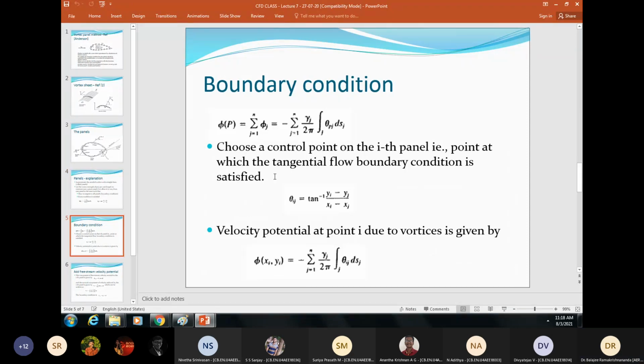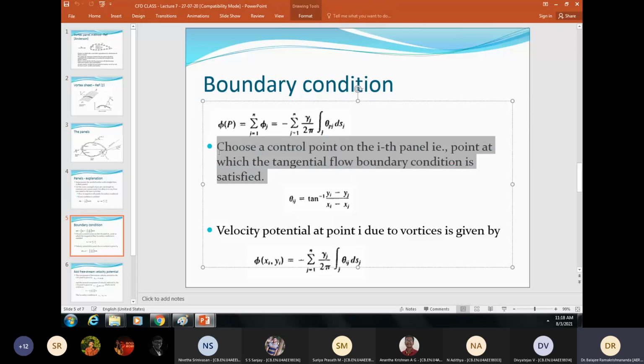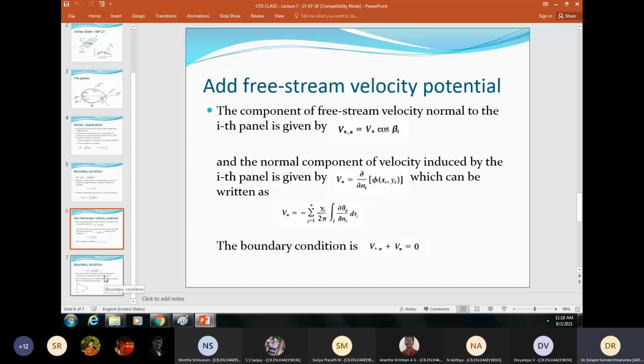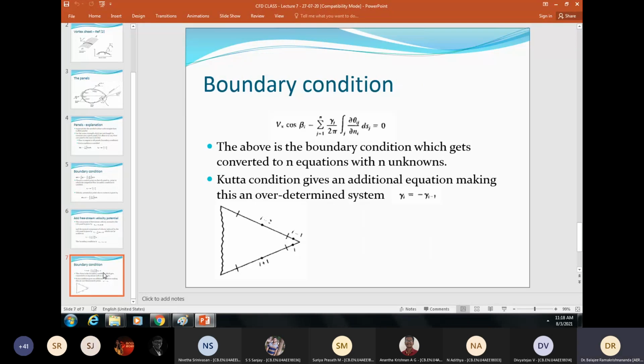So choose control points, n number of control points. Calculate velocity potential at the control point. The free stream component should be normal to the panel. This is the boundary condition implemented at one control point. So the boundary condition: V infinity n, the normal component of the free stream velocity, plus the induced normal velocity should be 0. The total normal velocity should be 0 with the boundary condition on the solid surface. So this is the boundary condition.